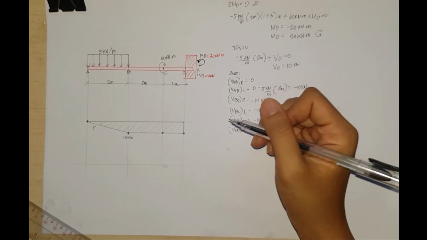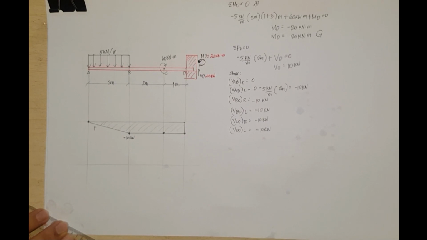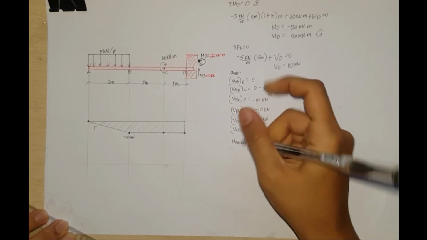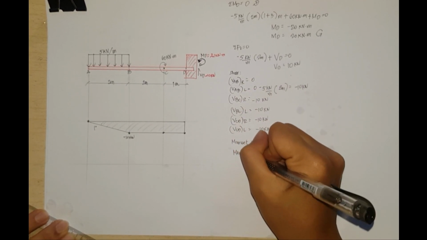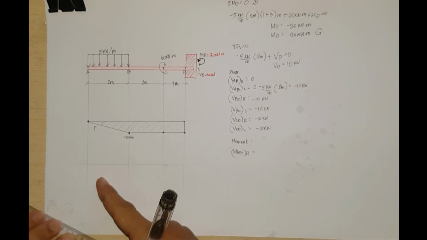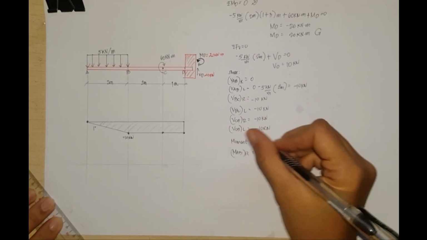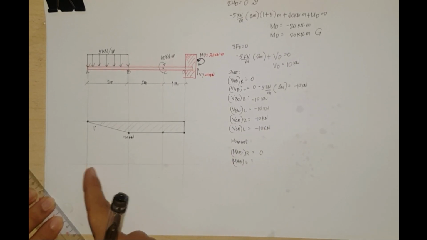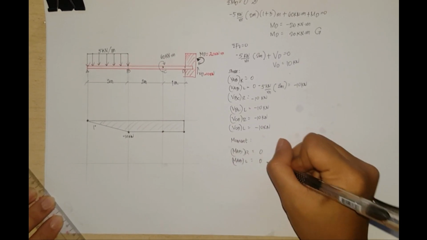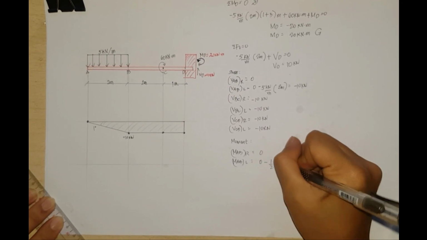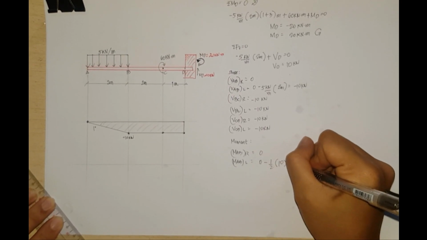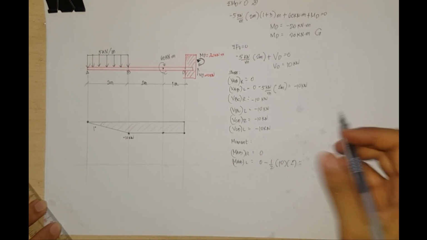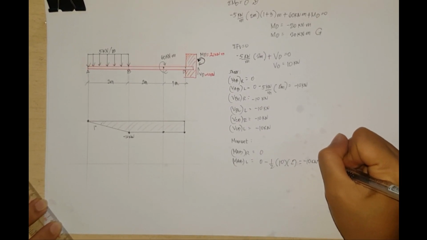And for the moment diagram, we start with moment at AB right. Is there any moment at this point? None, so zero. And then, AB left. Is there any area in the shear diagram? We have 0 minus 1 half of 10 kilonewton multiplied by the distance, which is 2 meters. So, it is equal to negative 10 kilonewton meter.